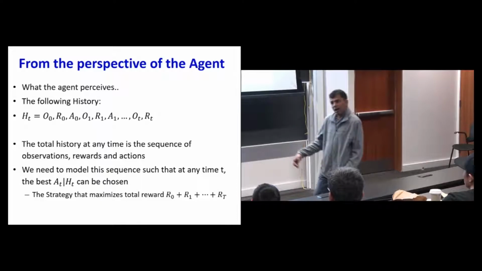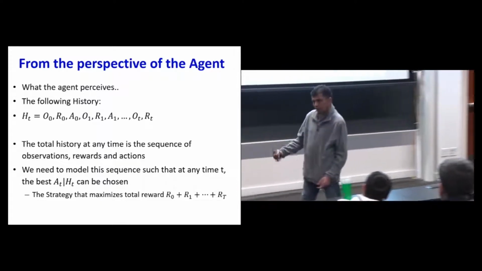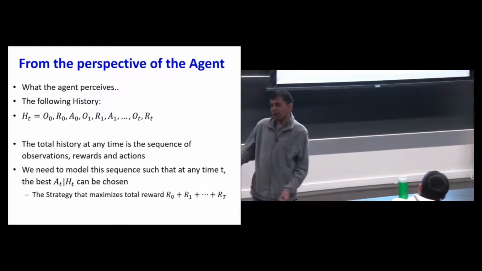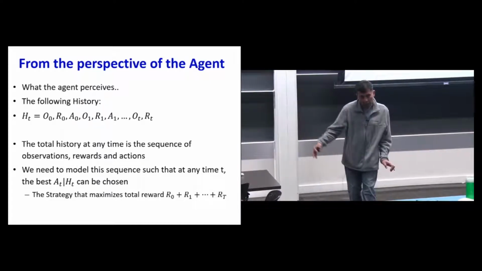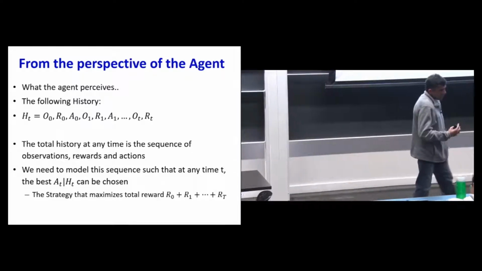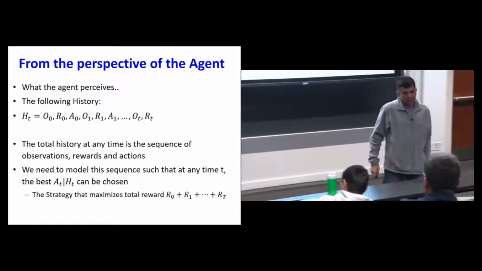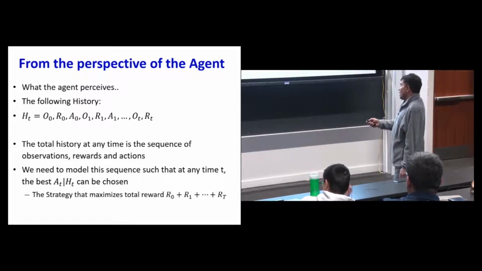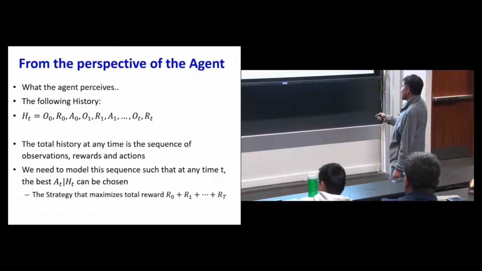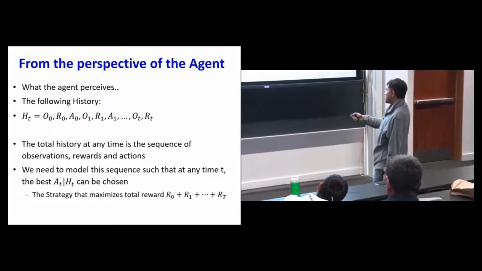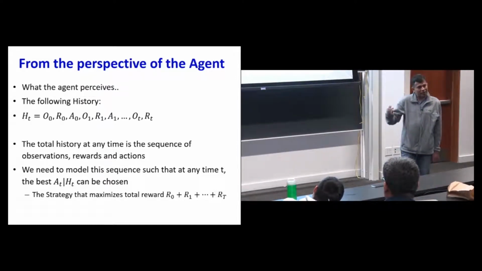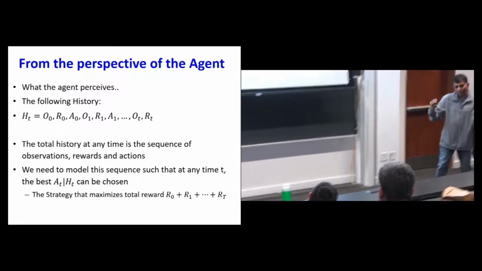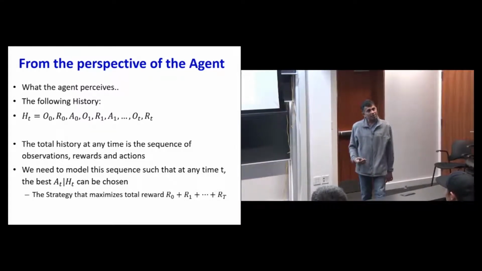What did I see? What did I receive? How did I act? What did I see afterwards? What did I receive? How did I act? No matter how you conceptualize the agent, eventually the agent's entire experience can be summarized into this little series. So the total history at any time is the sequence of observations, actions, and rewards. If you look at the history at time t, it's basically this sequence: I did this, I saw this, I got this, I did this, that entire sequence. That is the history as far as the agent is concerned.